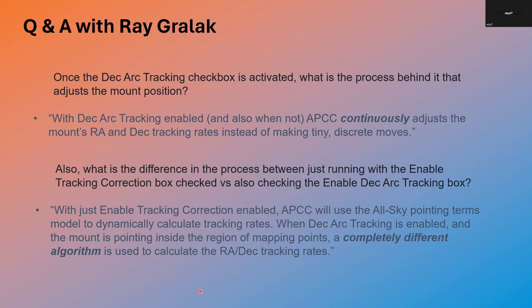Well, with just enabled tracking correction, it'll use the all-sky pointing model and calculate the rates. When DEC Arc tracking is enabled and the mount's pointing inside the region that you've mapped, like that partial map, a completely different algorithm is used to calculate the RA and DEC tracking rates. So it's a completely different algorithm.